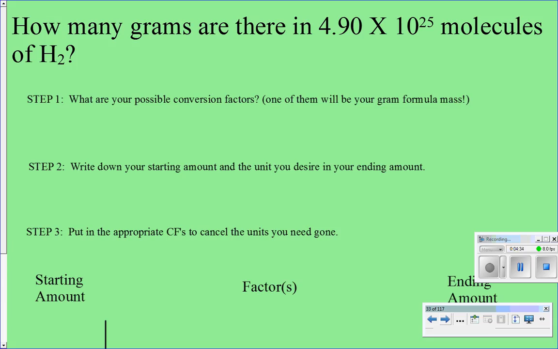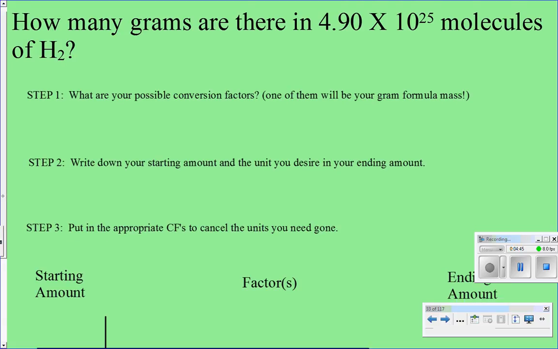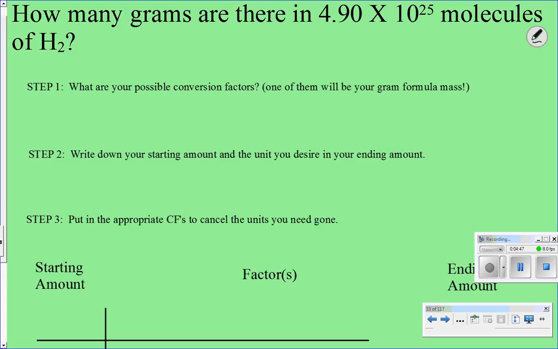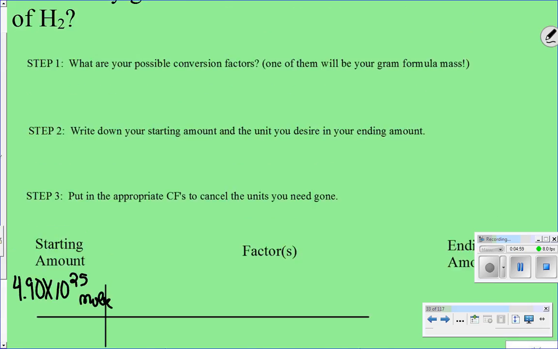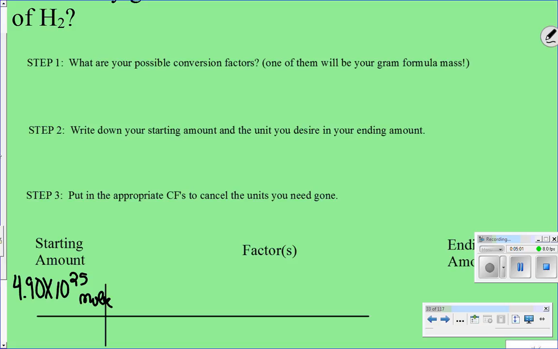How many grams are there in 4.90 times 10 to the 25th molecules of H2? So in this problem, we're starting with molecules, we need to end up in grams. We're still going to have to go through moles. I'm going to jump right down here and get started on this. 4.90 times 10 to the 25 molecules. For H2, my gram formula mass is just 2 times the mass on the periodic table for hydrogen, which gives me 2.01588 grams per mole.